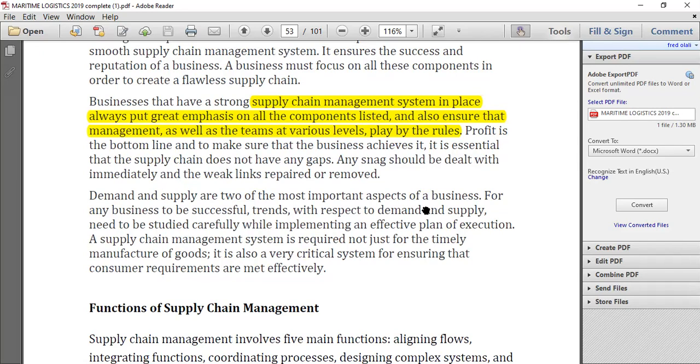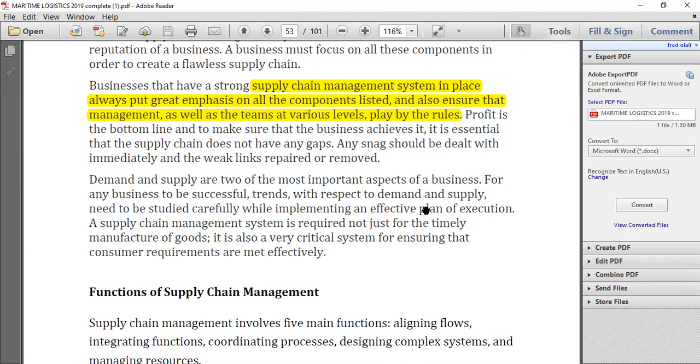So a supply chain management system is required not just for the timely manufacture of goods, it is also a very critical system for ensuring that the consumer requirements are met effectively. So functions of supply chain management.